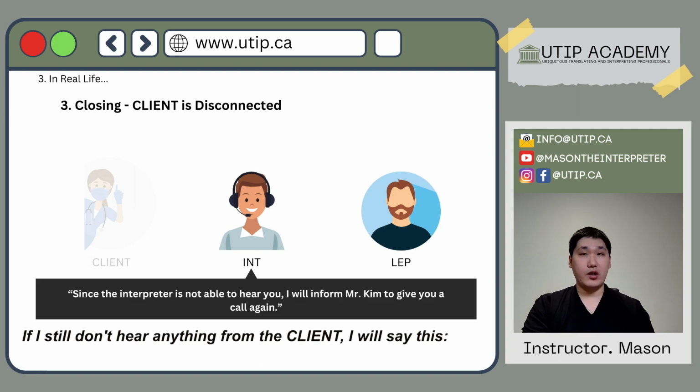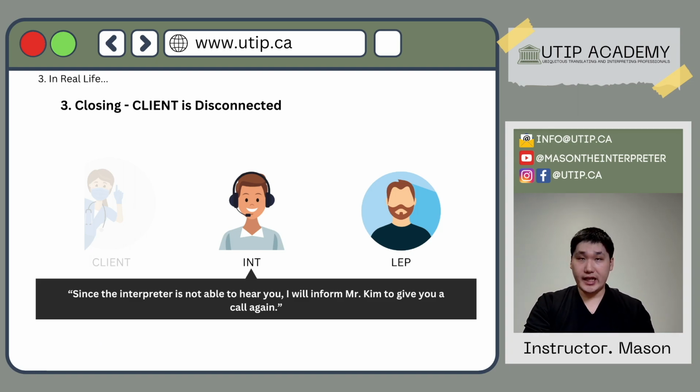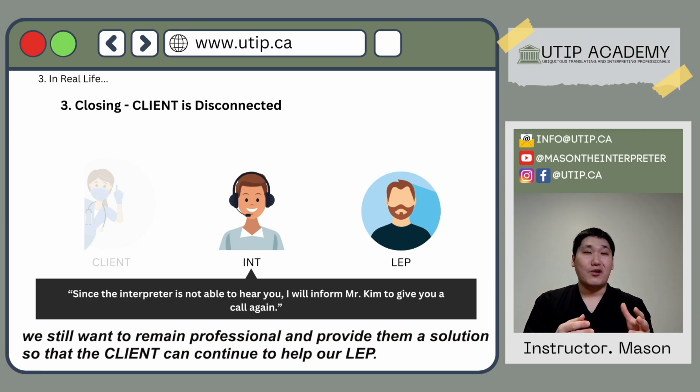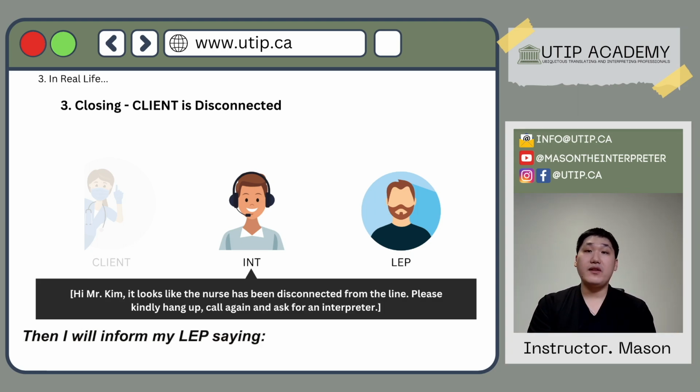I will inform your patient to give you a call again. We say this just in case the client is actually having a microphone issue, and in case they are able to hear us, we still want to remain professional and provide them a solution so that the client can continue to help our LEP. Then I will inform my LEP saying, the client has been disconnected. Please hang up and call again. If you need, you can always request an interpreter when you call back.